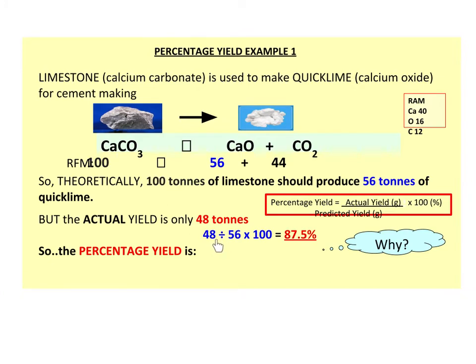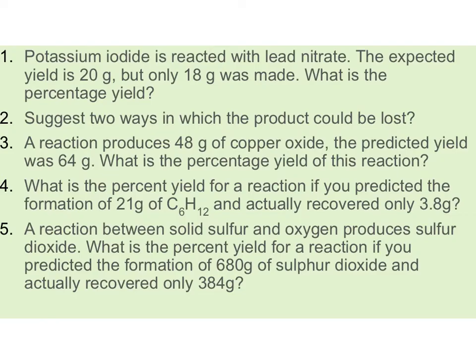So when we put it into the equation, 48 divided by 56. Remember, best bet is to use the fraction button on your calculator, press equals and then times it by 100 so that you don't mess up, okay? If you're going to do it like this, be really careful that you times by 100 after you've pressed equals, otherwise you're going to end up with quite a random answer, okay? So 87.5% is the percentage yield.